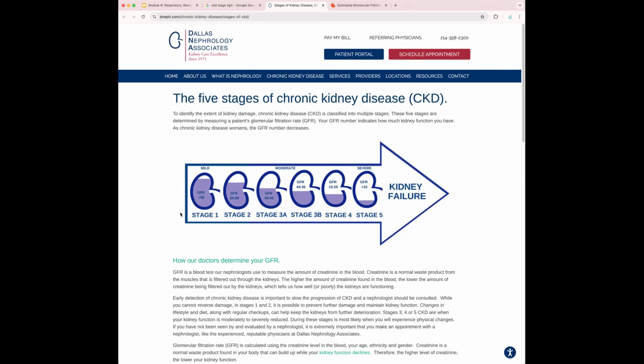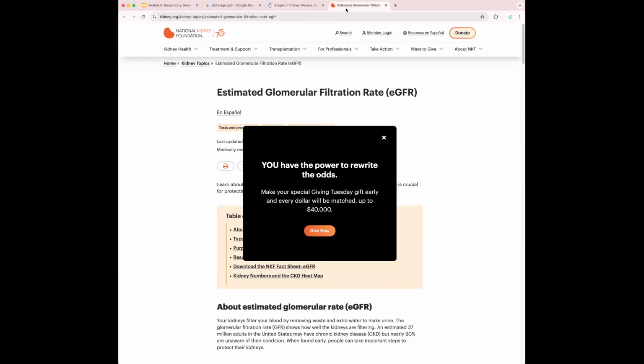So you mean to tell me in a healthy adult, their kidneys can filter 125 milliliters of blood every minute, but by the time an individual gets to chronic kidney disease stage 5, their kidneys can filter less than 15 milliliters of blood a minute. And that is why it's called end stage renal disease.